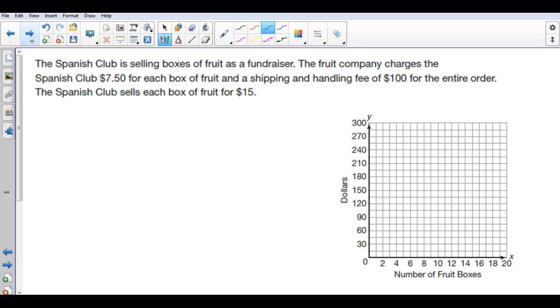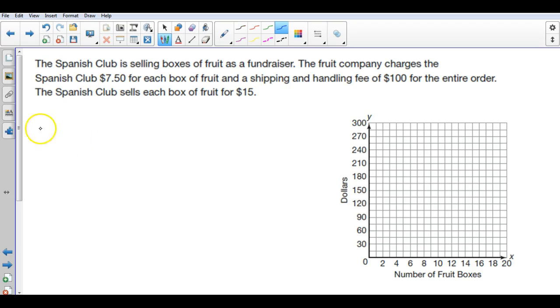So I'll move on to a story problem. This is going to be one that's going to talk about the break-even point. So we're talking about a cost and a profit. The Spanish Club is selling boxes of fruit as a fundraiser. The fruit company charges the Spanish Club $7.50 for each box of fruit and a shipping and handling fee of $100 for the entire order. The Spanish Club sells each box of fruit for $15.